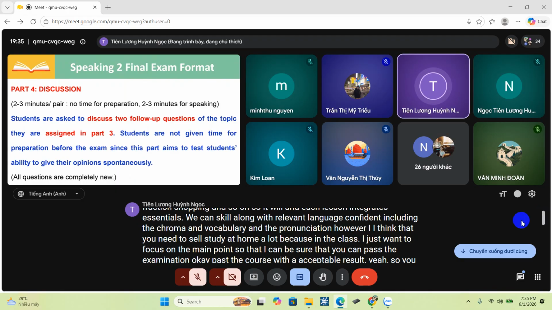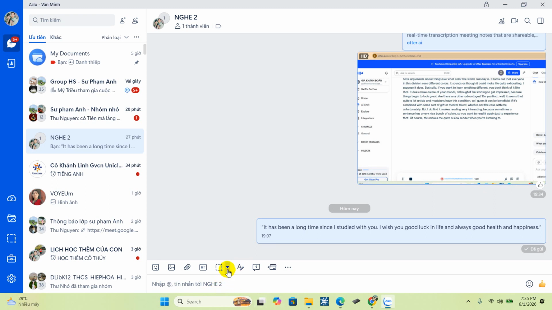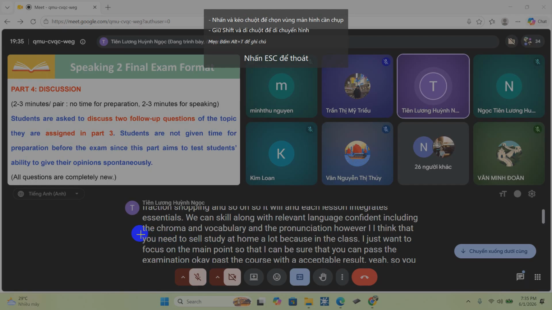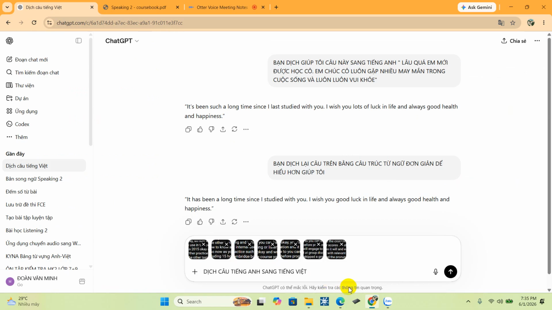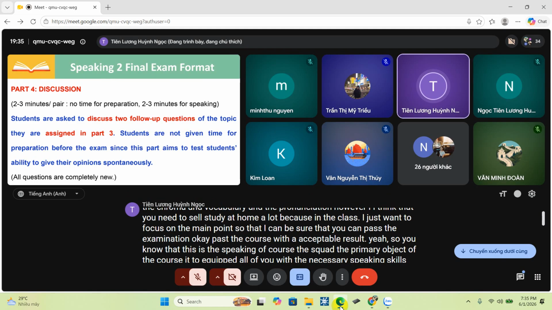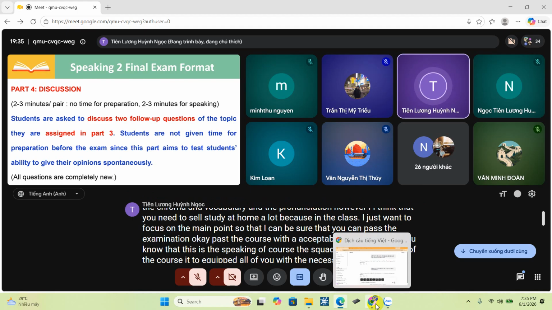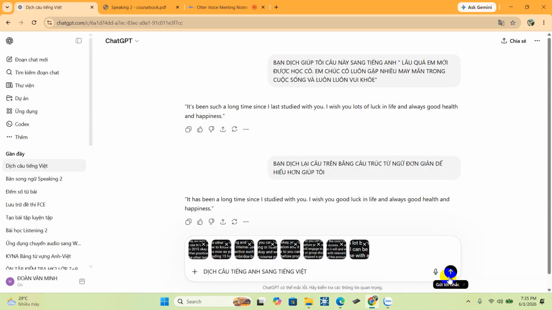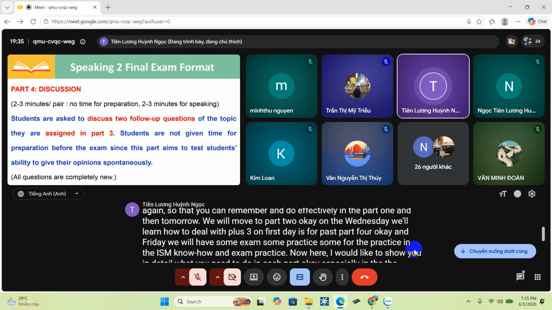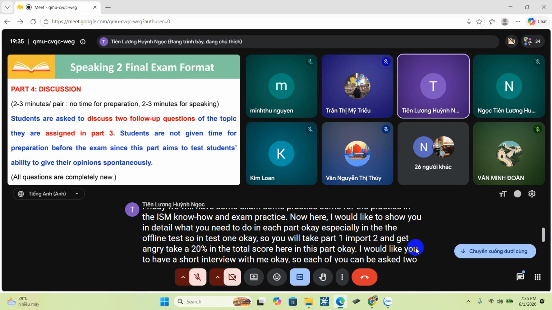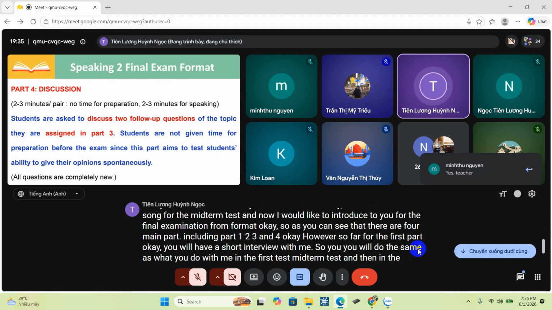However, you know that for the first part, the short interview, I would like to skip this one because I tested you in both speaking one and the midterm test. That's why I don't want you to do it in the final examination. So the total parts in the final examination is only 3 instead of 4. It means that you need to do part 2, 3, and 4. For part 1, you do not need to do it. You understand? Is everything clear to all of you?